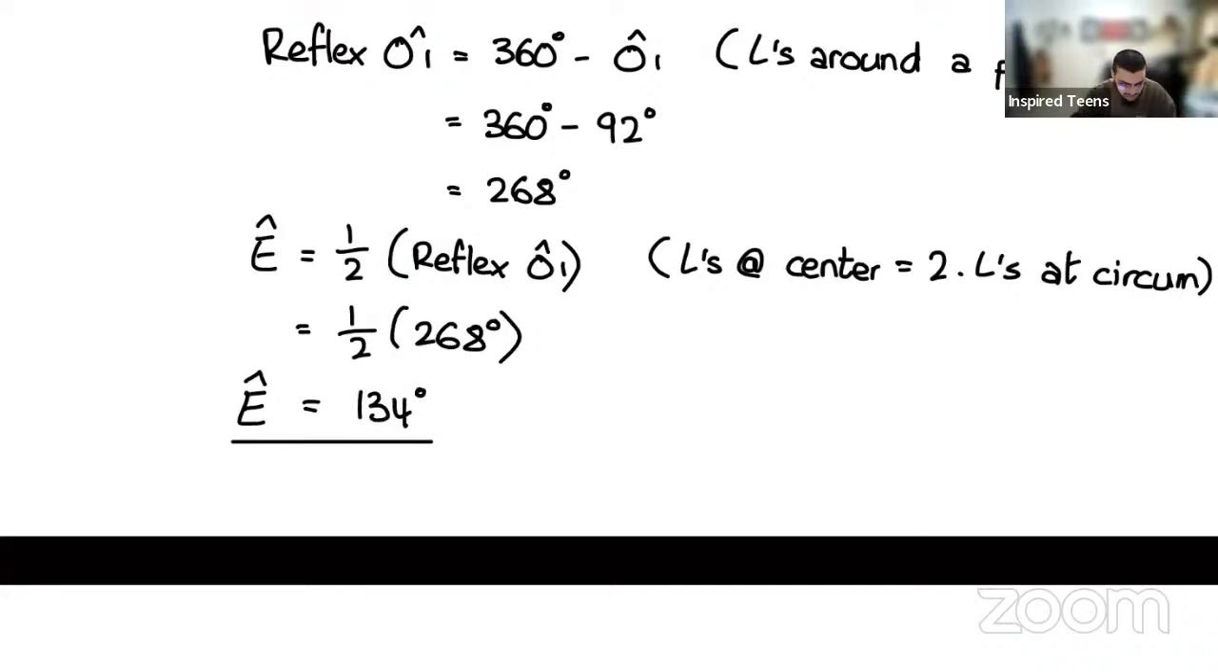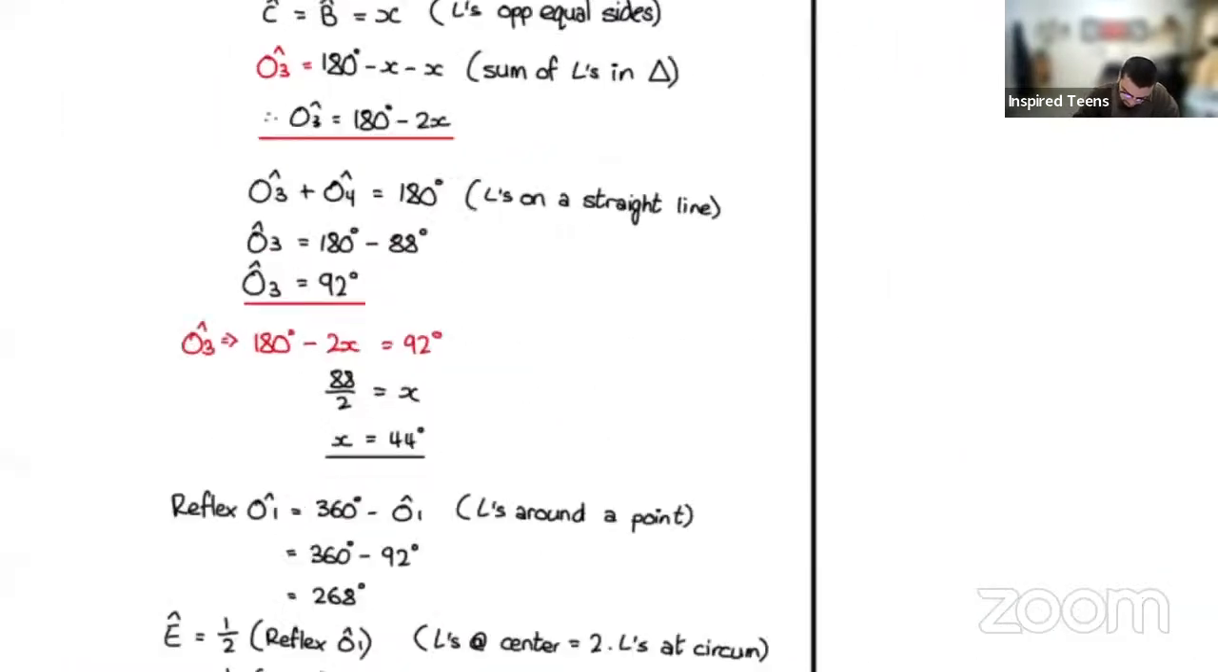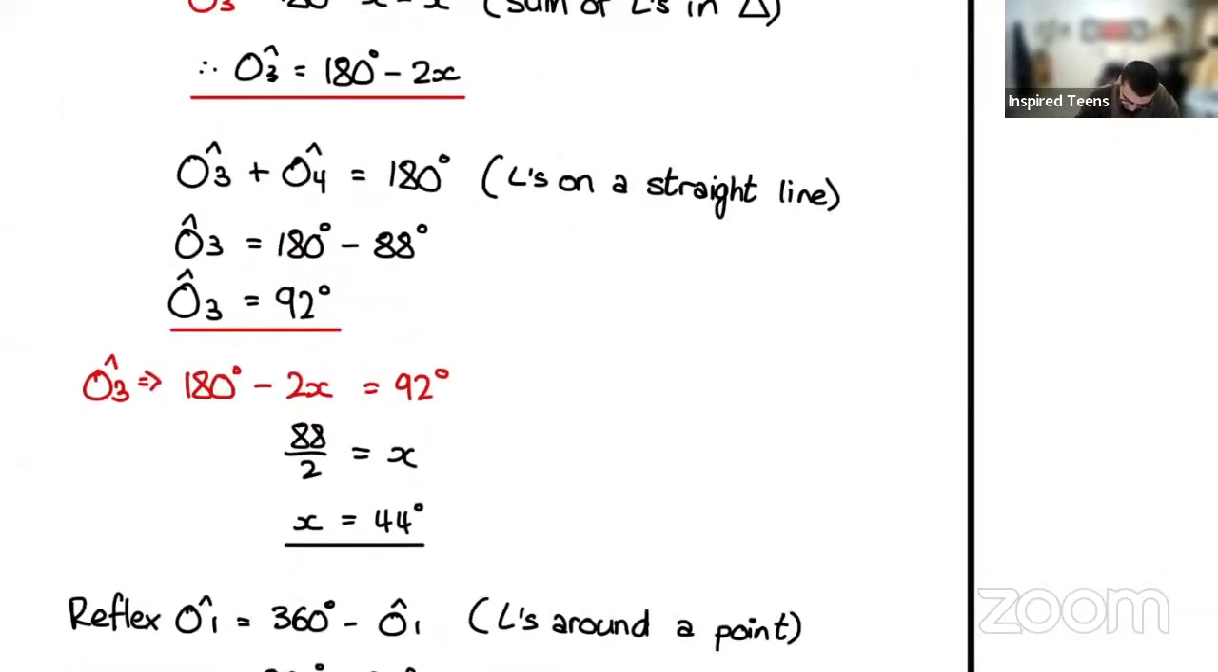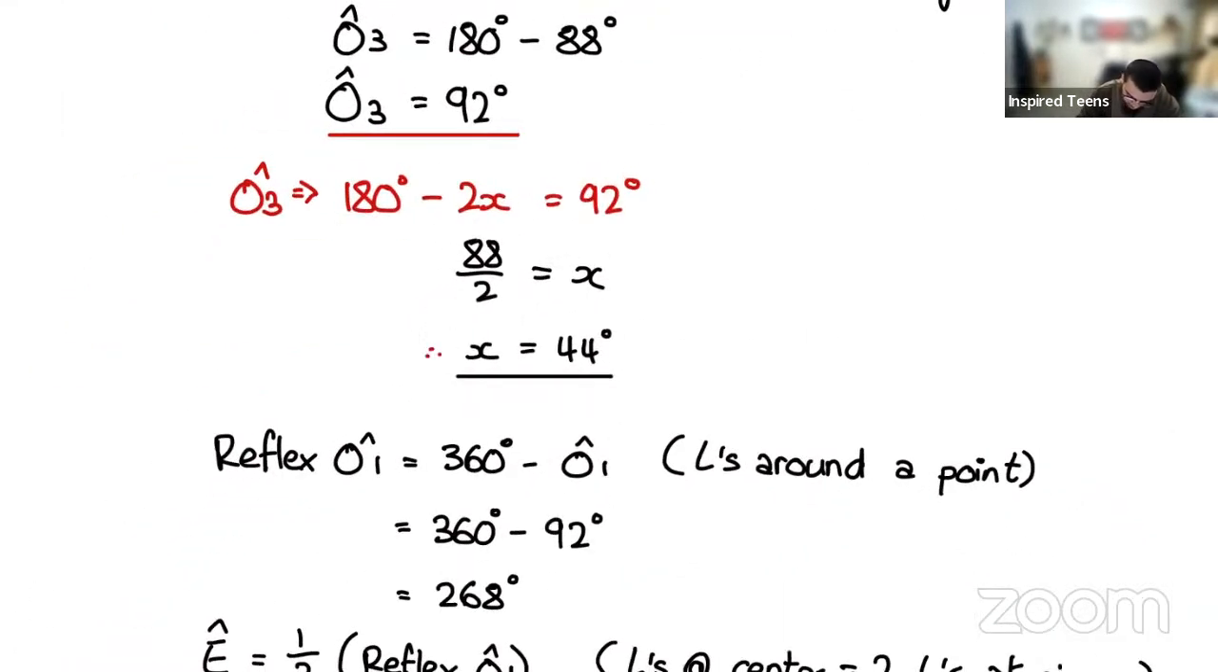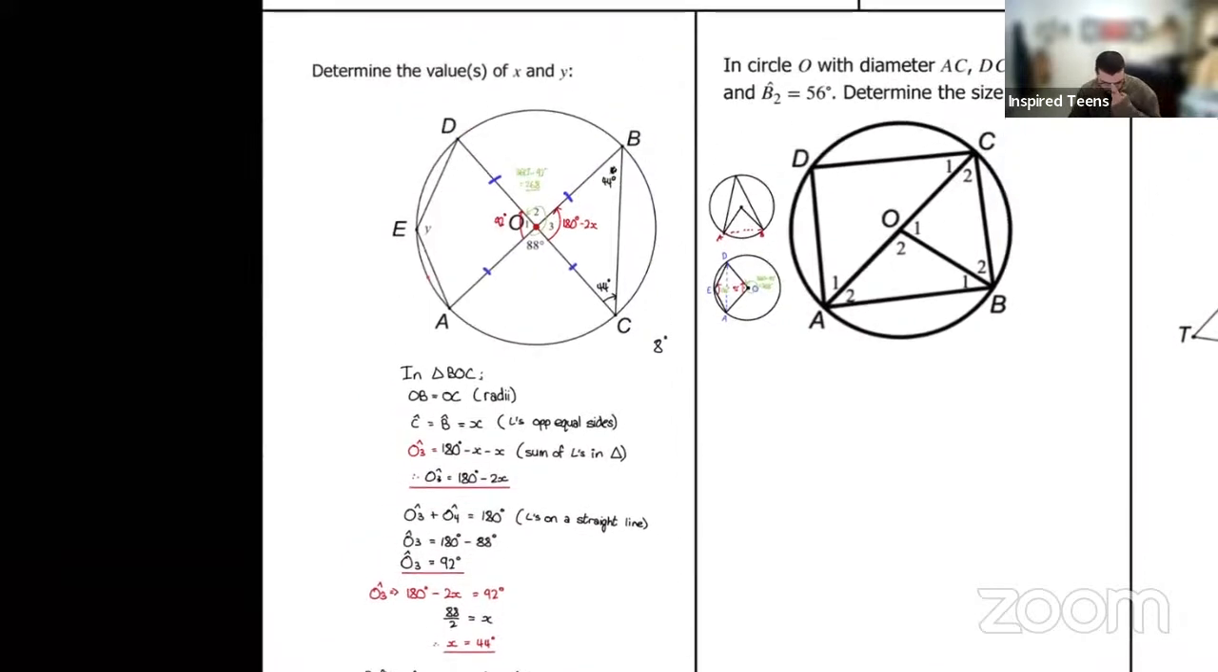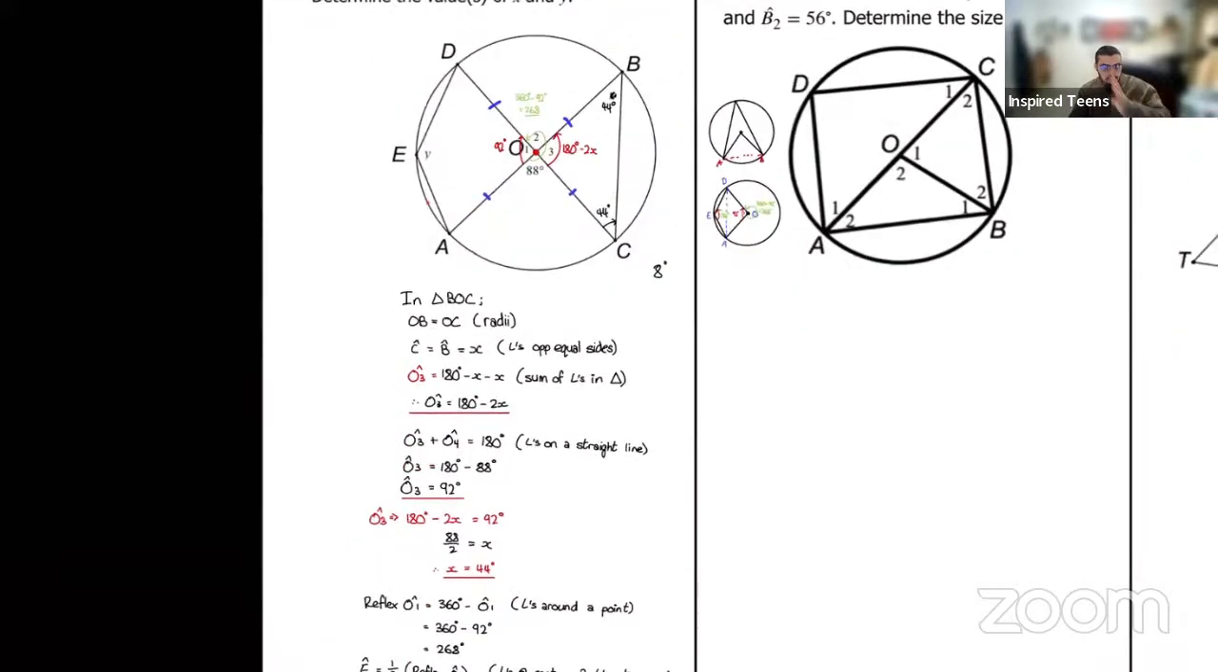Therefore, y is equal to 134 degrees. So we solve for y. Here we solve for x. Therefore, x is equal to 44. Okay, so I hope that makes sense. Done, question done with reasons and everything.